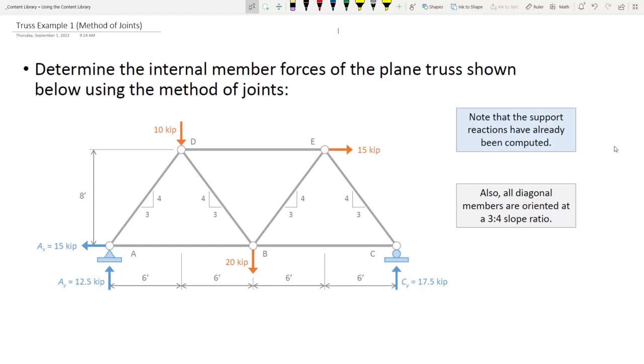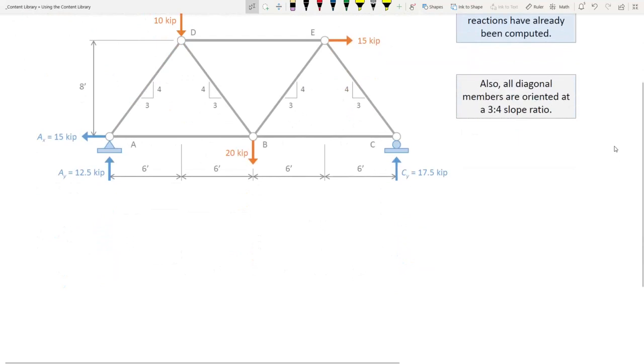So the first thing that I need to do is figure out where I'm going to start. And there's really only two joints that I can start at, joint A or joint C. Now, is there any magic to picking one versus the other? No, I could start at either one. So to keep things simple, I'm going to start at the left, work my way over. So I'm going to start with joint A. I'm going to write this off to the side, and you'll see why in a second. I think sometimes it's valuable to have a strategy for solving trusses from start to finish. In other words, don't just blindly start solving joints. Have a game plan as to how you're going to go from start to finish. So we're going to start with joint A. I'm going to show you how I go about a method of joints analysis. So let's start off with joint A.